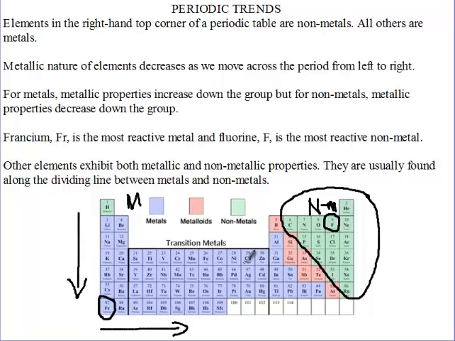Now, in between metals and non-metals are semi-metals, or what we call metalloids. They exhibit both metallic and non-metallic properties. So, for example, when you take silicon, silicon is a metalloid. What does it do? It exhibits both metallic and non-metallic properties.